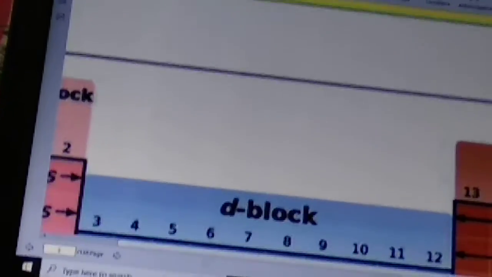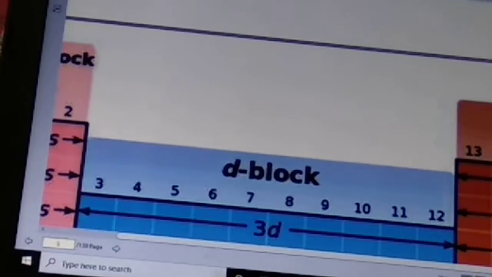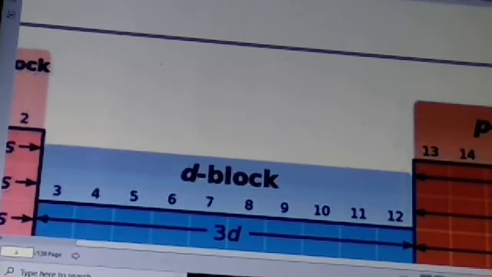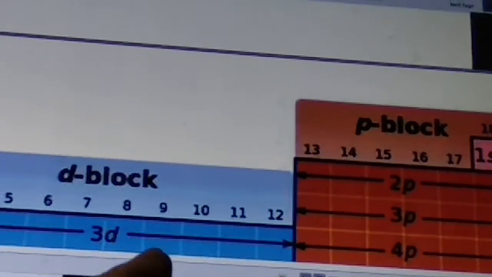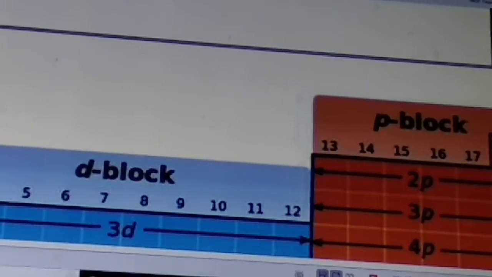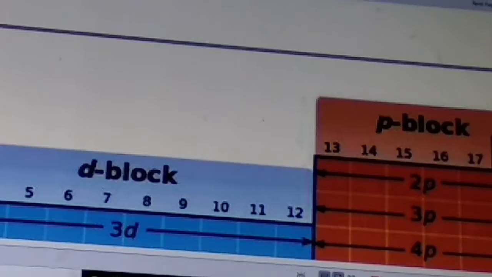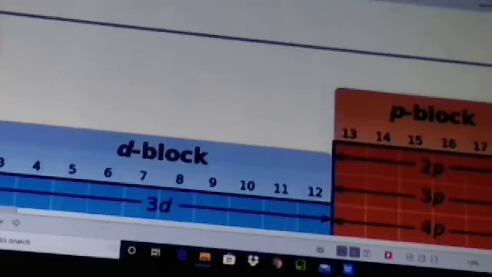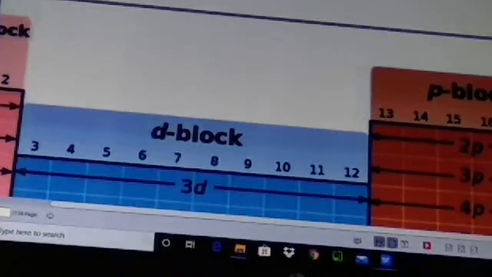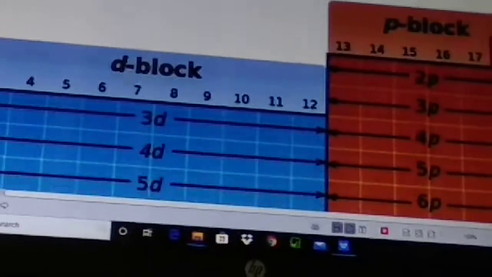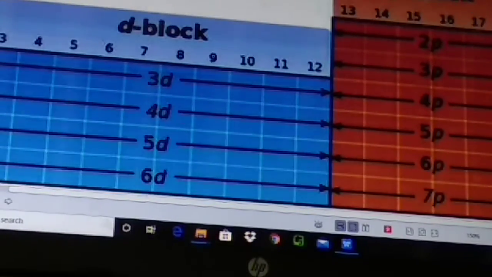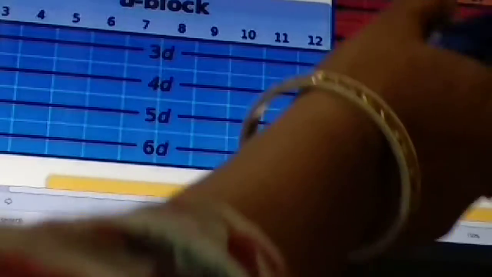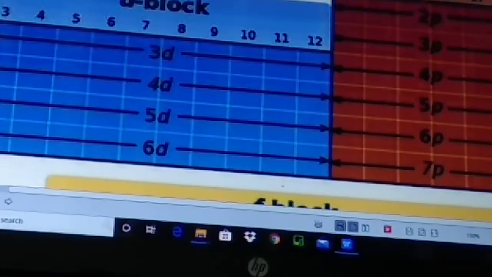Just you are seeing here group 13, 14, 15, 16, 17, 18 P block elements. Now students, group 13 and 14, I told you that already we have completed in standard 11, and group 15, 16, 17, 18 are our study material in standard 12.